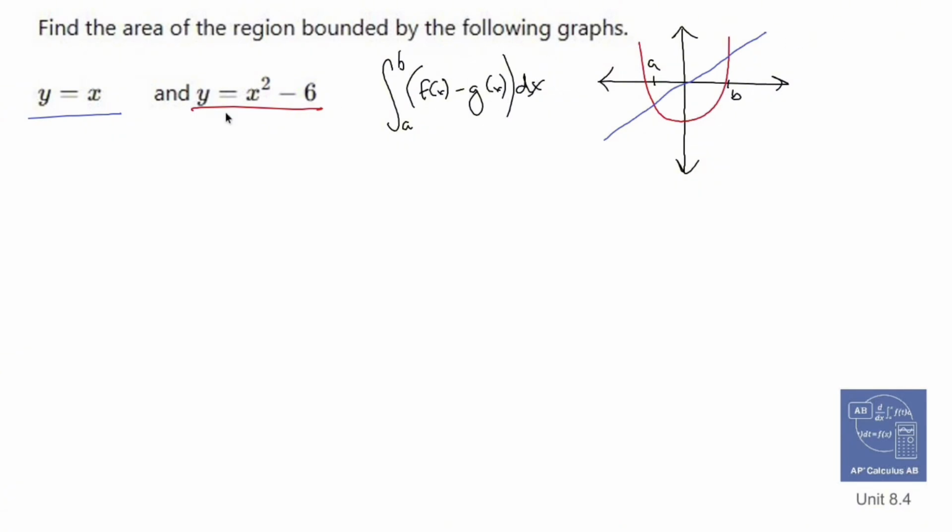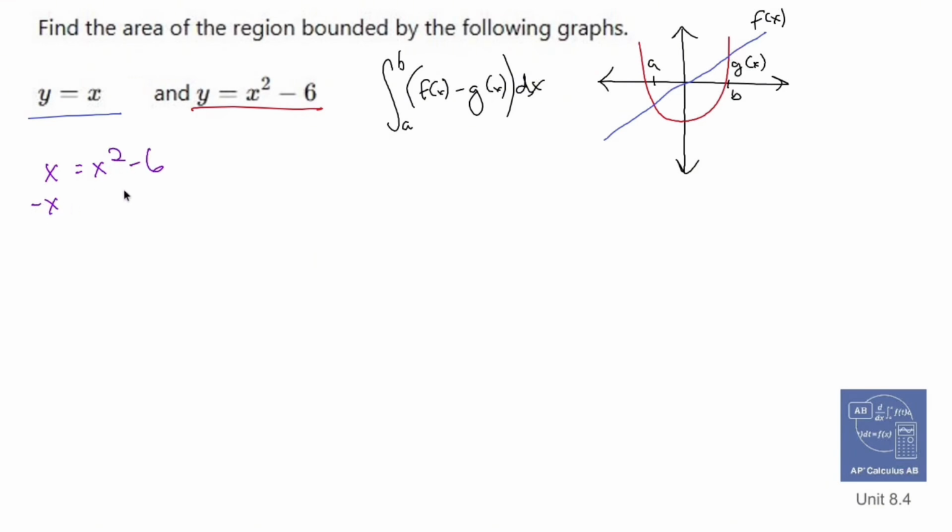And then what I'm going to do is take the upper graph, which appears to be the linear equation, and subtract out the lower graph, which appears to be the parabola. But first, like I said, we have to find out where they intersect. So I'm going to set these equal to each other. I'm going to have x equals x squared minus 6.